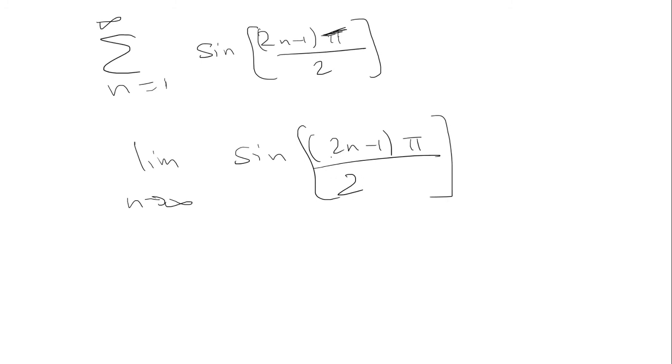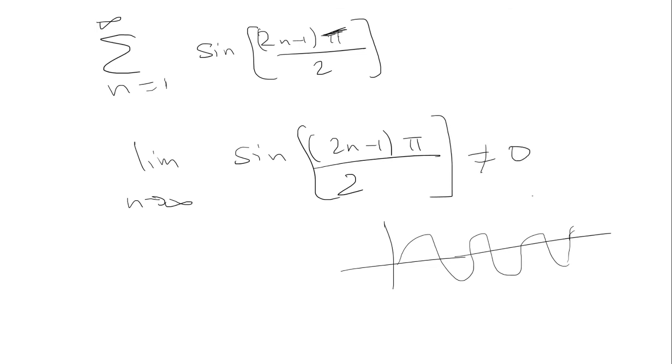The inside basically goes to infinity. So sine will always alternate between negative 1 and 1. And there won't be a nice limit; it won't approach a nice number. It's always going to be bouncing back and forth. So the limit does not go to 0. So technically the limit doesn't exist here. And so this series diverges.